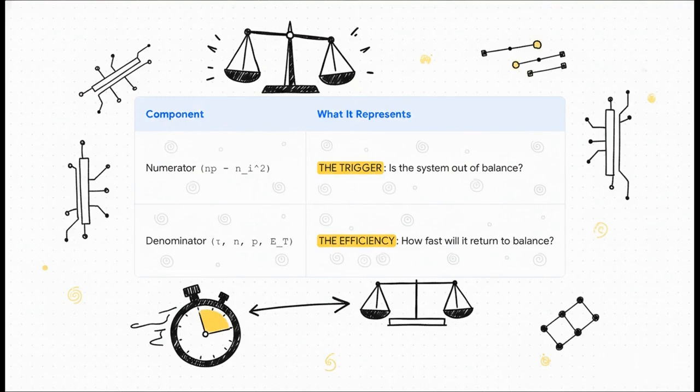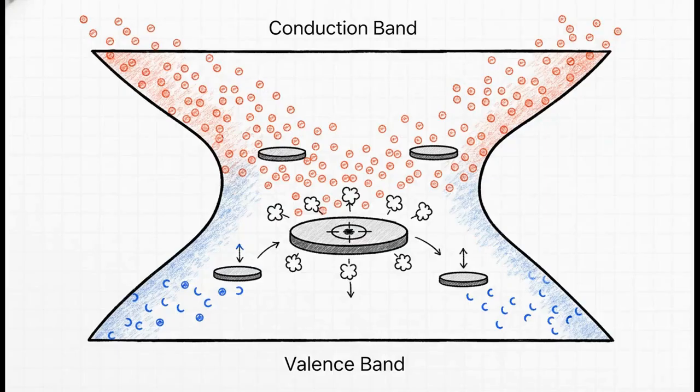Now, don't worry, we're not going to do the math, but the idea behind it is actually pretty simple. The top part of the equation is basically the trigger. It only kicks in when the system is out of balance. And the bottom part, that's the efficiency meter. It tells you how fast the system is going to rush back to balance, and it depends on the exact type of defects you have. And this model gives us one of the most powerful insights in all of semiconductor physics. You ready? The most efficient recombination centers, those super effective demolition crews we talked about, are the ones whose energy levels are smack dab in the middle of the band gap. For them, location is literally everything.